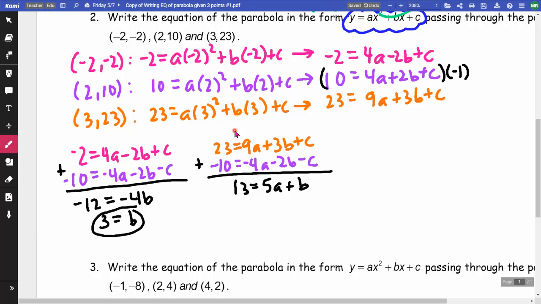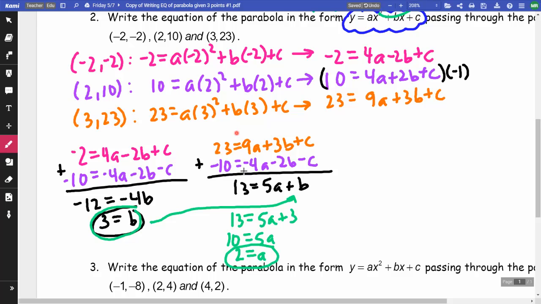And so at this point, I can take this that I just found for my b and substitute it into here, and I can find my a. So 13 equals 5a plus 3. 10 equals 5a. So 2 is equal to a. So I have that my a is 2, my b is 3, and now I need to find my c.